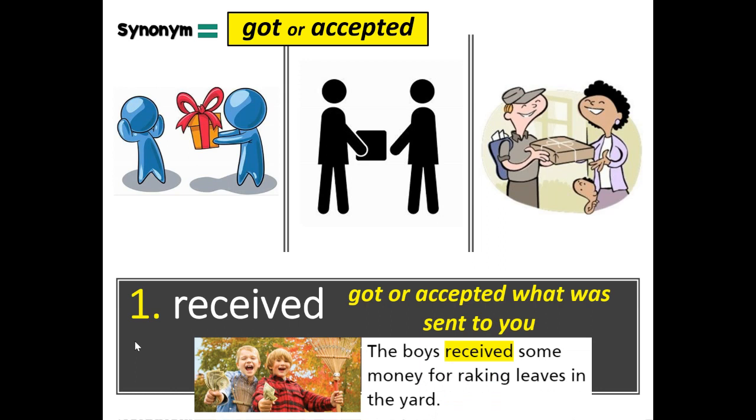The boys received some money for raking leaves in the yard, or the boys got or accepted some money for raking leaves in the yard. Think about it. What gifts have you received that were surprises? Or you could say, what gifts have you accepted that were surprises? Or what gifts have you got that were surprises? So number one is received. A synonym is got or accepted. And at the end, we will review these words one more time where you can look at the pictures again.